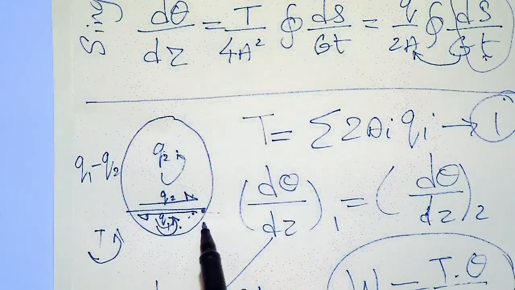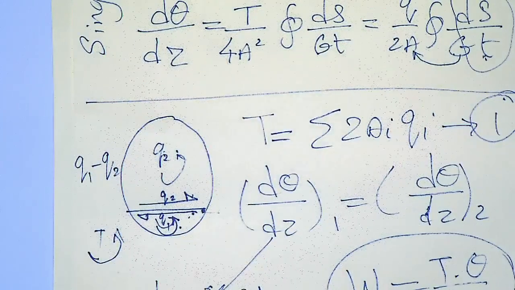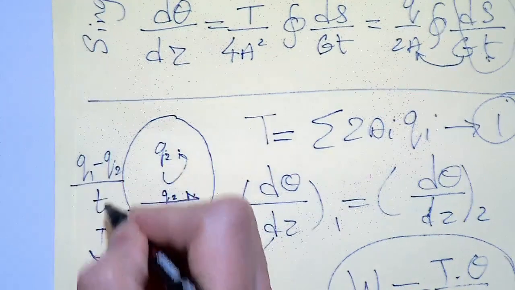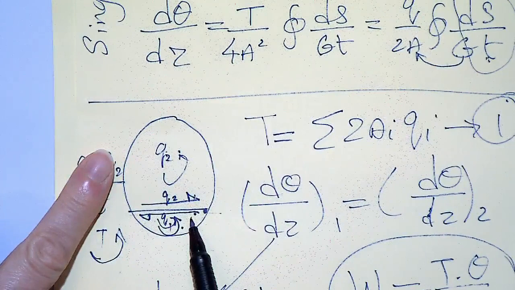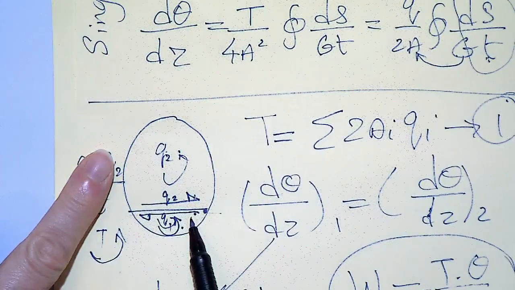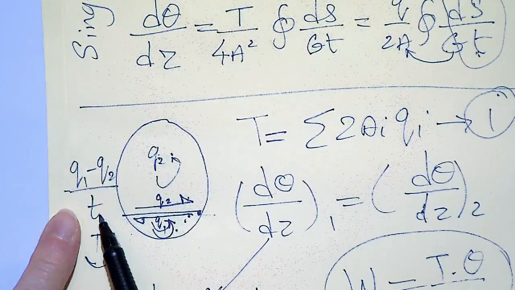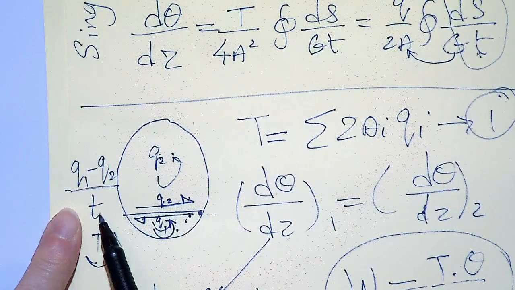If the thickness of the panel is T, what is the shear stress in the horizontal panel? Q1 minus Q2 over T. Well done. Now, I am asking you, if the shear stress in the horizontal panel is 1 megapascal, what would you say? I say Q1 minus Q2 divided by T is 1 megapascal. Right. So Q1 minus Q2 is 1, divided by T.